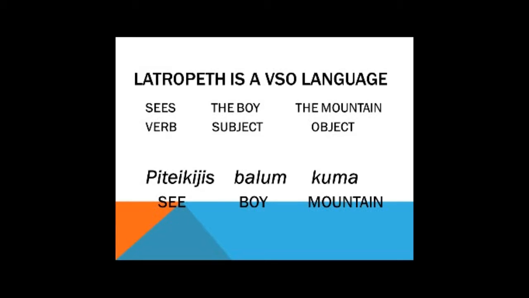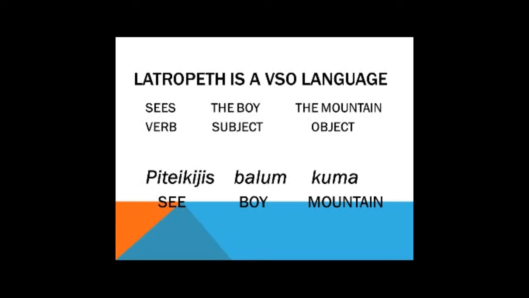So again, remember, Latropeth is a VSO language, so what that means is the word order in the sentence in Latropeth is predominantly verb, subject, object. So if you're wanting to say "the boy sees the mountain," the equivalent sentence in Latropeth is going to, in terms of order, say "sees the boy the mountain."